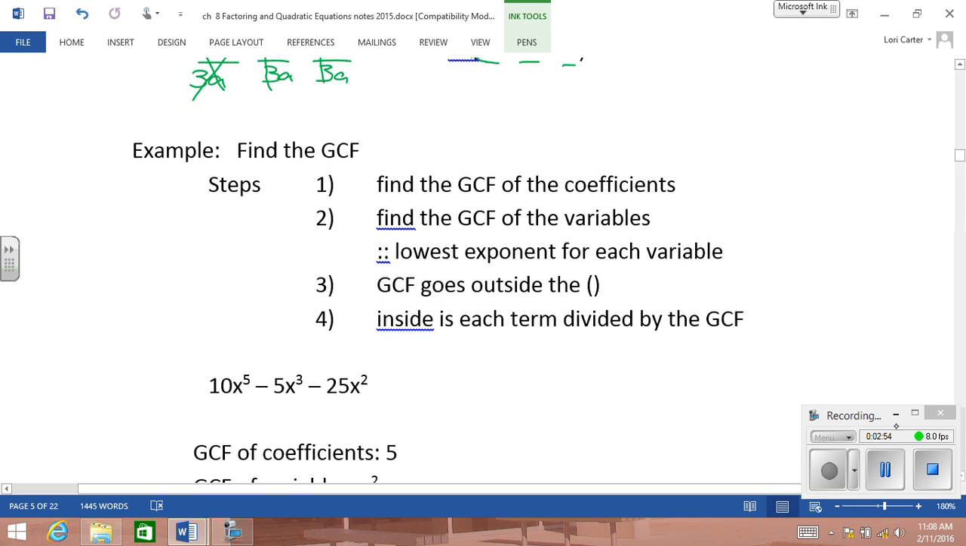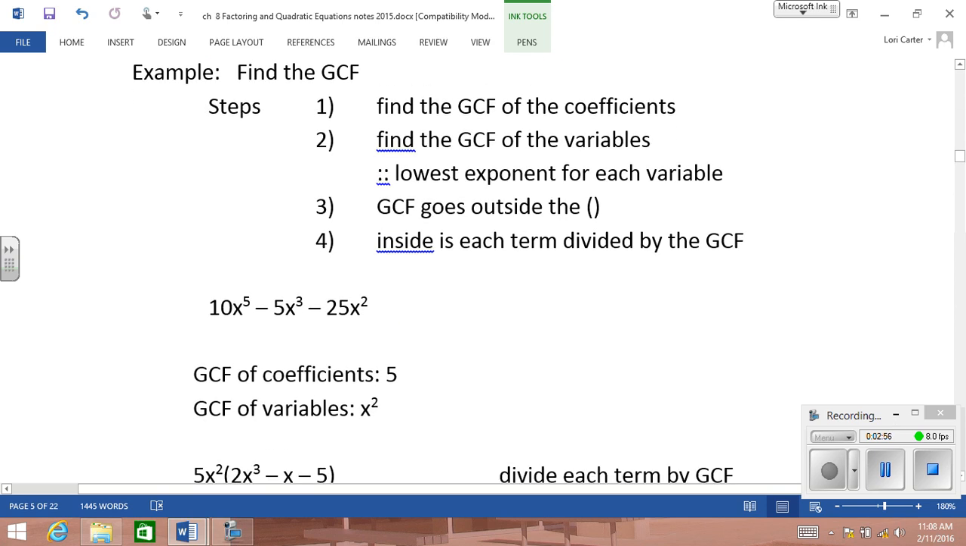All right, in here, these are just the steps in words. Okay, so your first step, you find the greatest common factor of the coefficients, or the numbers. Then you find the greatest common factor of the variables. All right, that's what goes outside the parentheses. Then you do your division, and that's what goes inside the parentheses. Good so far? Okay, let's try one.